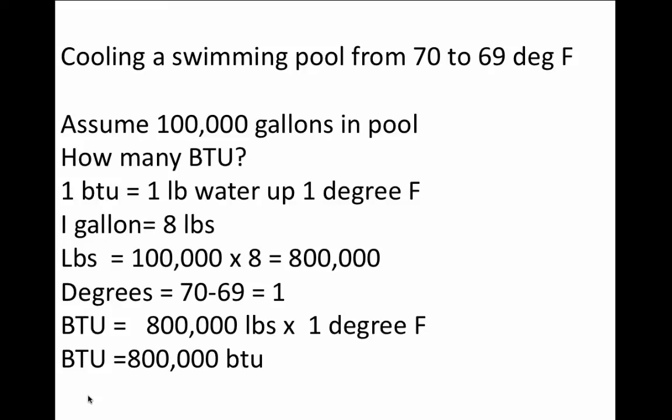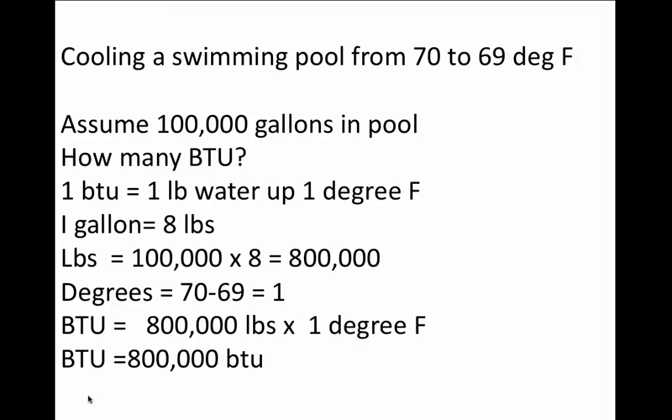Now, the other thing I need to know is how many degrees Fahrenheit. Well, it's just a difference, 70 minus 69, it's just 1 degree. So I have the pounds, which is 800,000 pounds, 100,000 gallons of water times 8 pounds per gallon. I have the temperature, which is 1 degree temperature difference. So I get a total of 800,000 BTUs. So look at that, there's 800,000 BTUs involved in cooling that swimming pool.